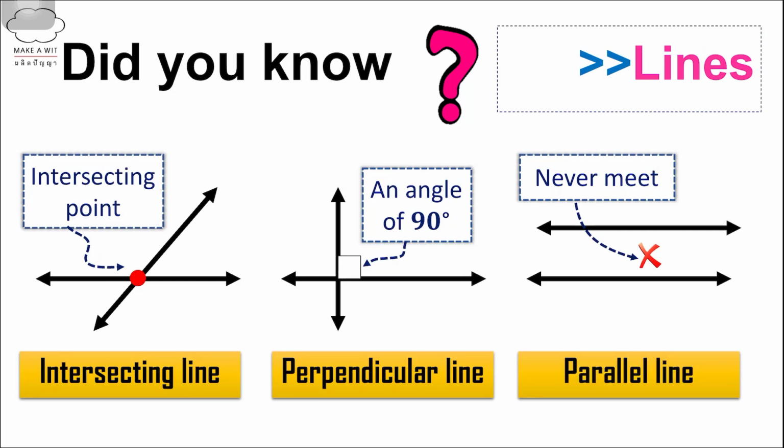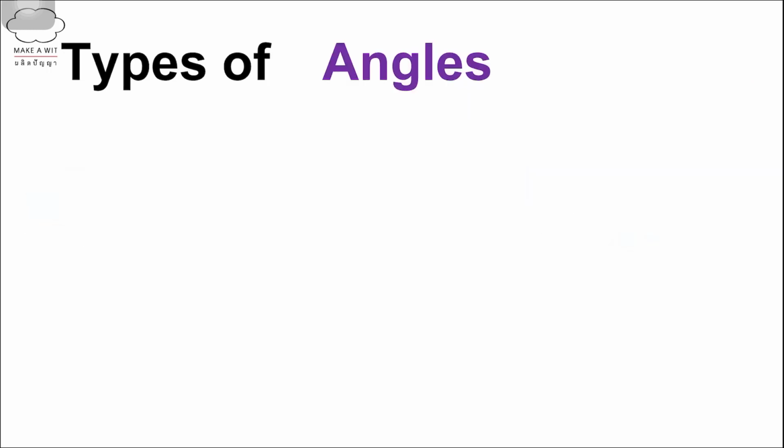Alright, so there are three types of lines here that I want you to remember. First one is intersecting lines. When the two lines meet each other, they create a point. And then perpendicular lines, which meet each other at 90 degrees. And next one, the two lines never meet. They are called parallel lines. Alright, so don't forget. Next, types of angles.